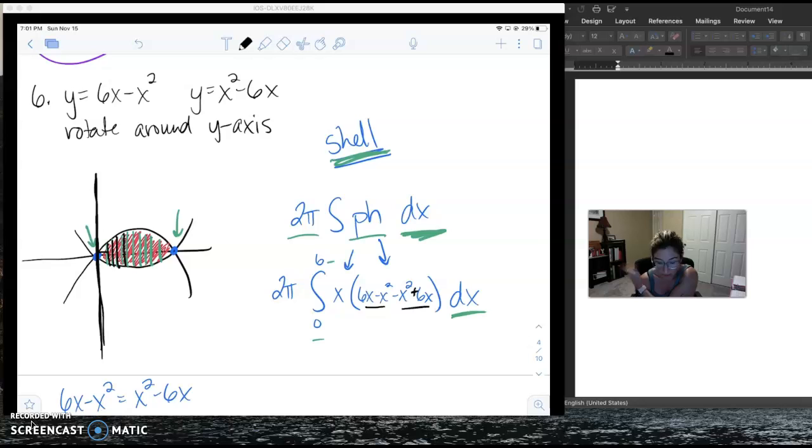And so then when you do that, you can distribute the x, combine like terms, and evaluate there, and that should give you the volume of that solid. So disk or washer is when they're perpendicular, shell is when they're parallel, okay?